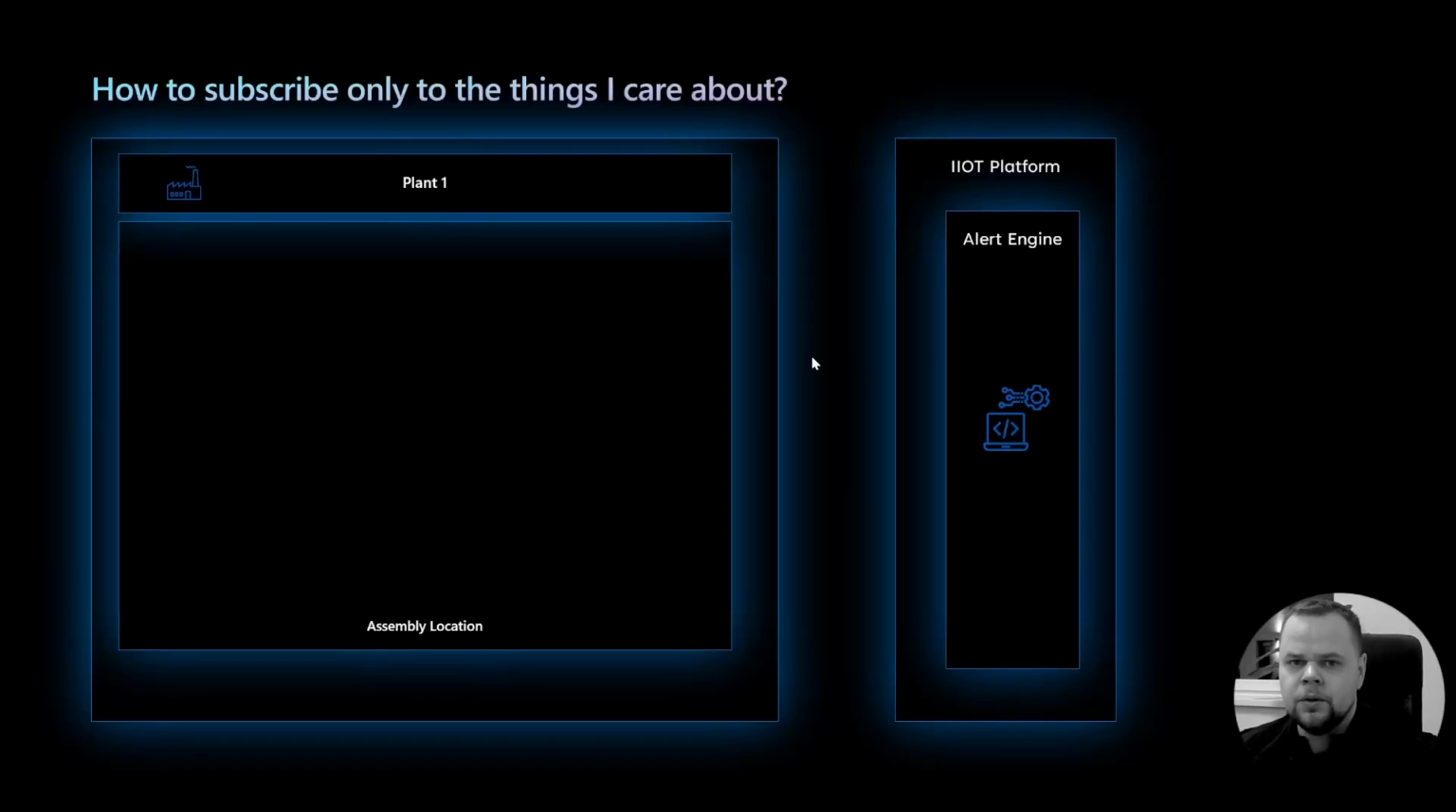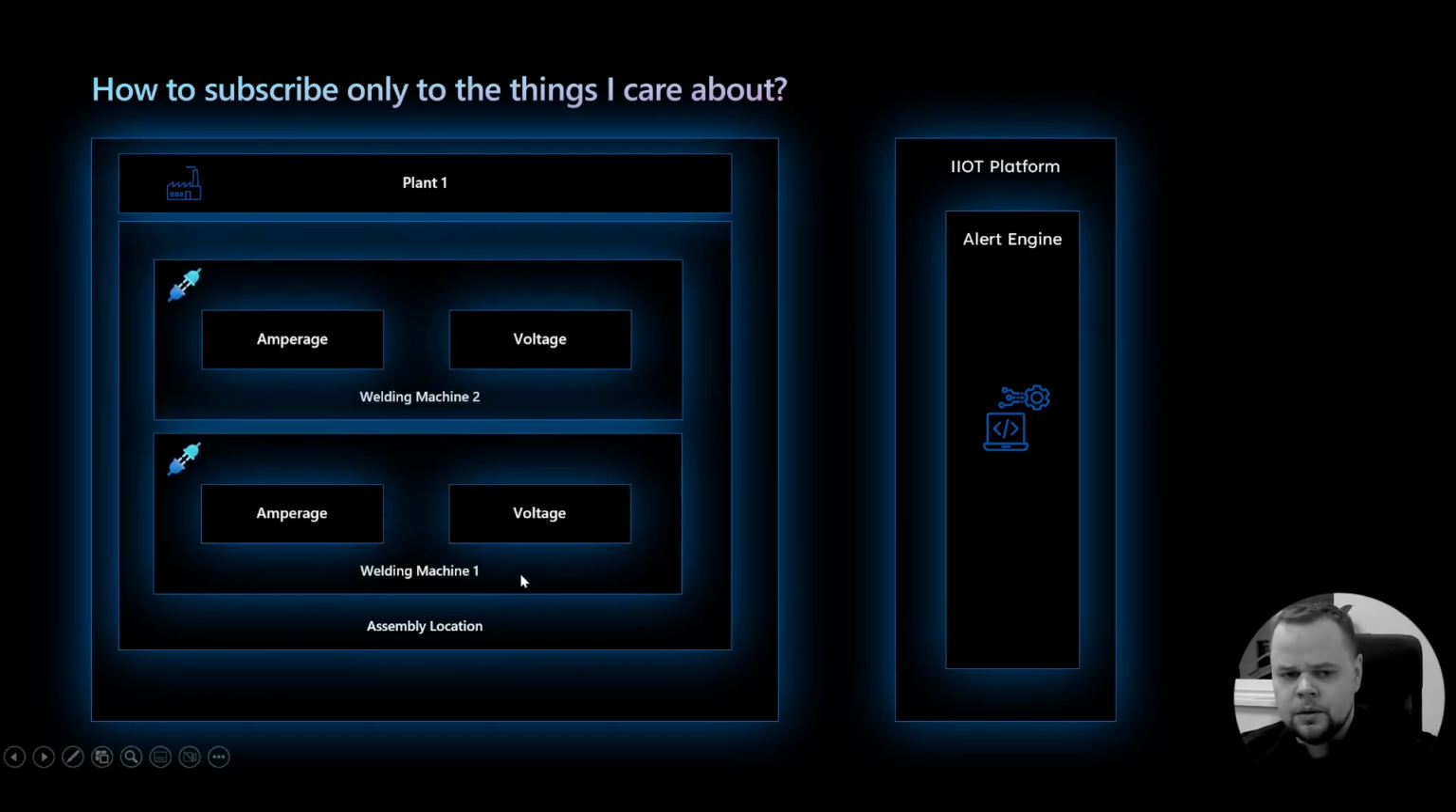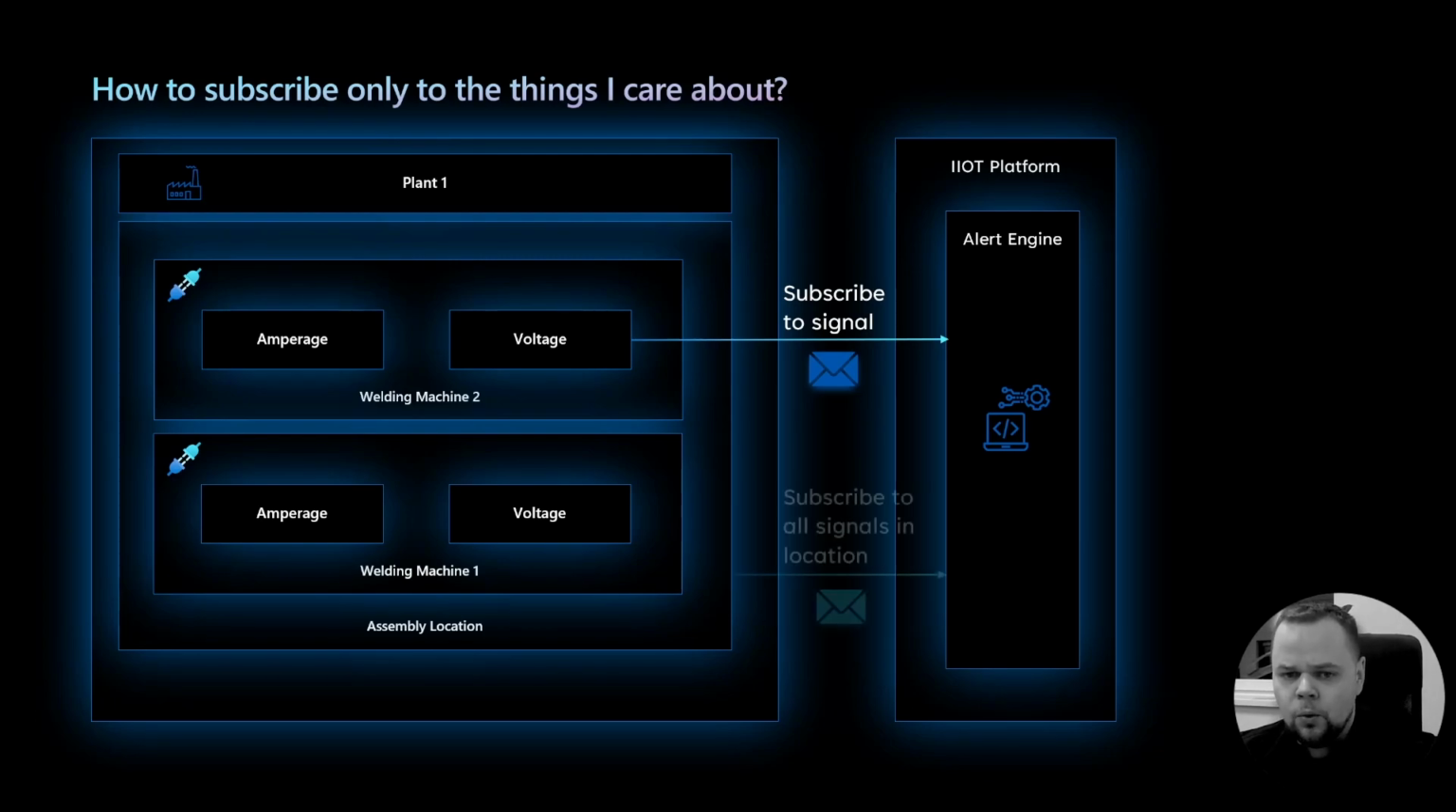Also, one of the things to consider is the flexibility of the subscription mechanism. For example, in this case, we have two machines. Both of them expose the same set of telemetry, amperage and voltage. In our IoT platform, we have some kind of rule or alert engine that wants to process the input information by some criteria. In this case, we grab only a specific voltage because we created an alert rule for a specific voltage value, or we want to subscribe to all the information from the location, for example, to track the output of the machines so that we can put this data into MES.